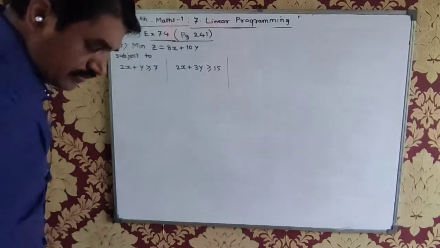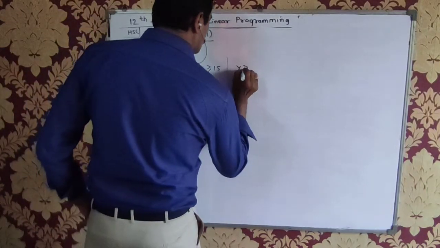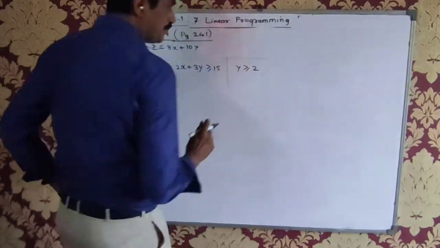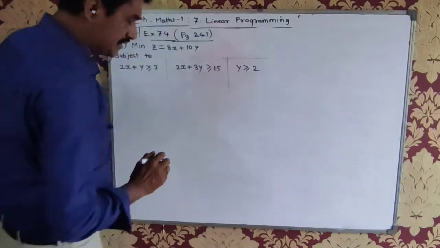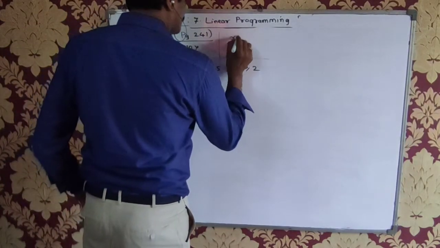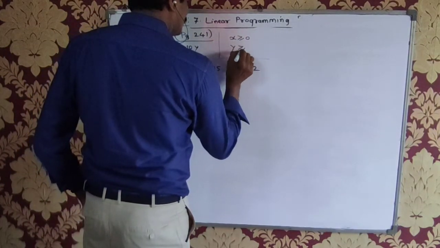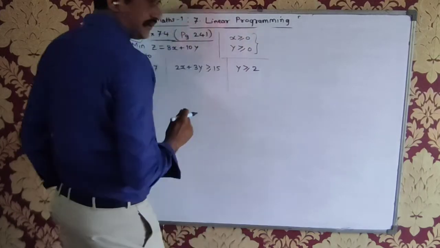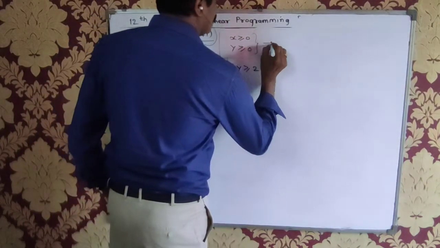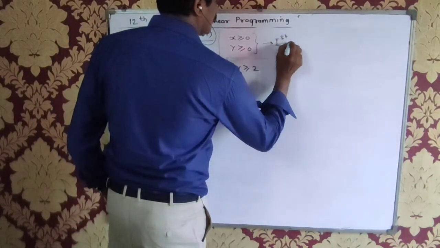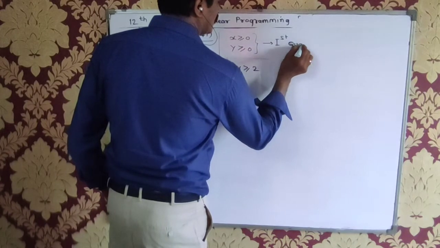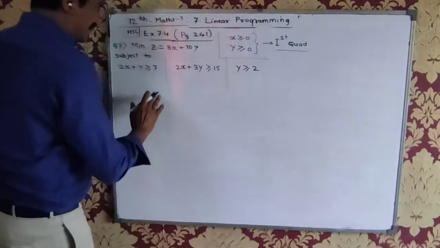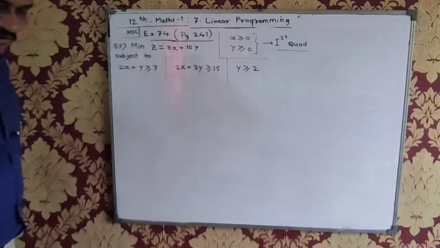y is greater than or equal to 2. और इसके अलावा यहाँ पर दो नॉन निगेटिविटी कंस्ट्रेंट्स दिए हुए हैं. x is greater than or equal to 0, y is greater than or equal to 0, which ensures that our solution is in the first quadrant. The graphical solution is in the first quadrant. I hope you know this. Well, let us continue with the solution here.